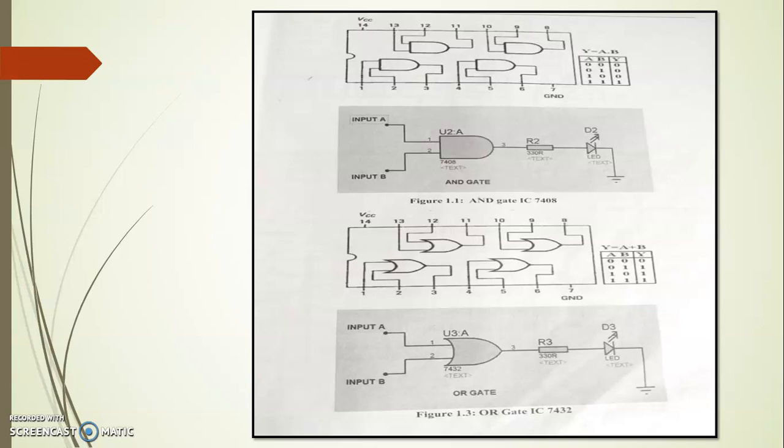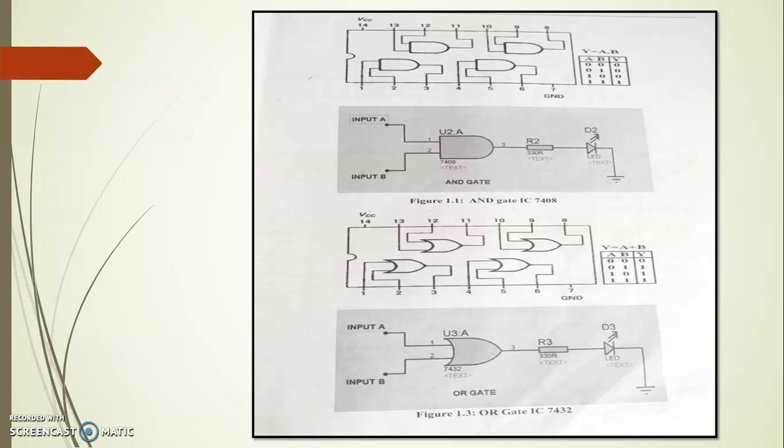You can see that there are two inputs A and B, and we have connected the AND gate, and you will get an output. Next is the circuit diagram for the OR gate. OR means you have to add the inputs and you will get the output.